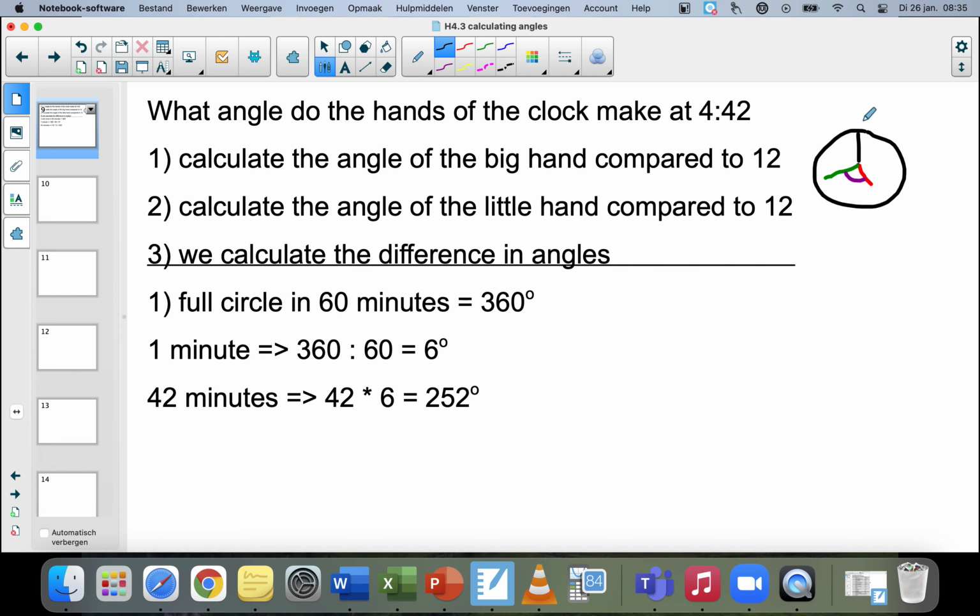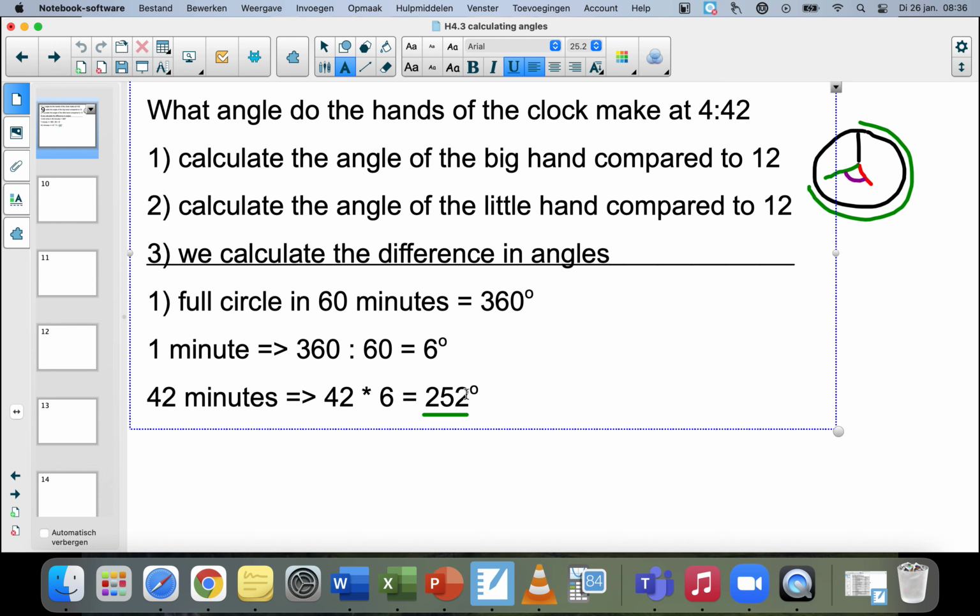So let's have a look, in green because we did the big hand in green. This angle is going to be a reflex angle because it's gone over 180 degrees. This angle all the way to where the big hand is at 4:42 is 252 degrees.